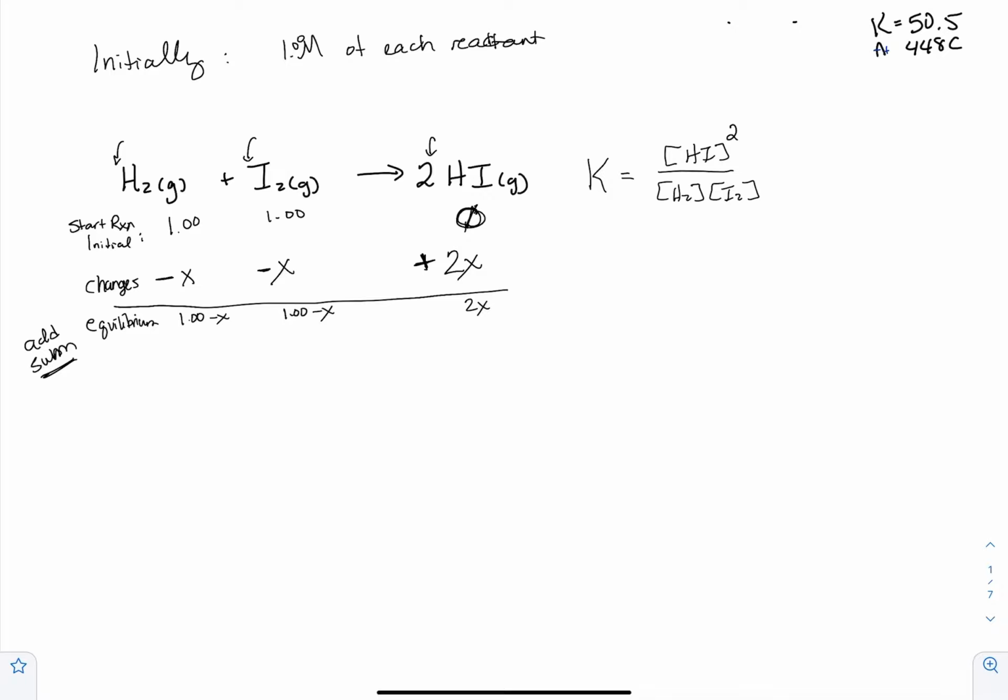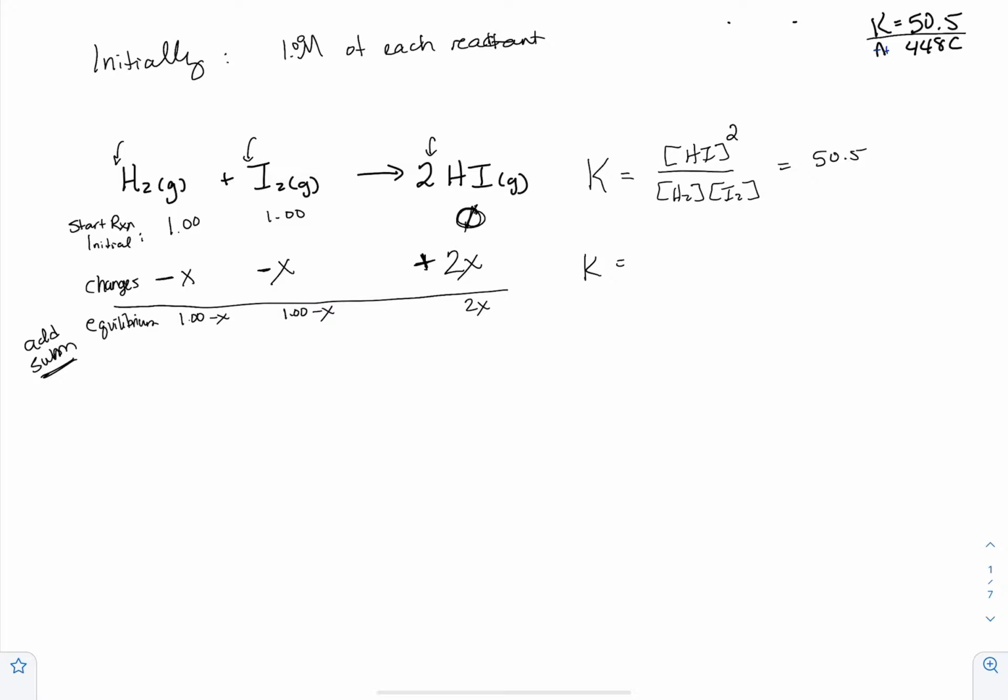So now this is where everyone's like, okay, I'm done. And you're like, what do I do next? That's why I go ahead and glance over on that right-hand side and see if the problem gives any information. It does. It tells us what K is. It's 50.5. Now we're going to plug it all in.